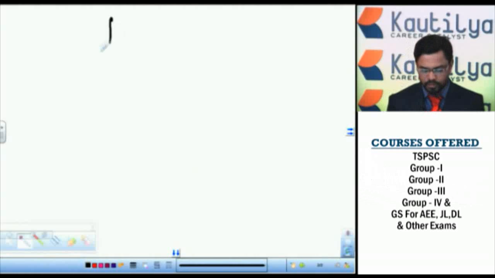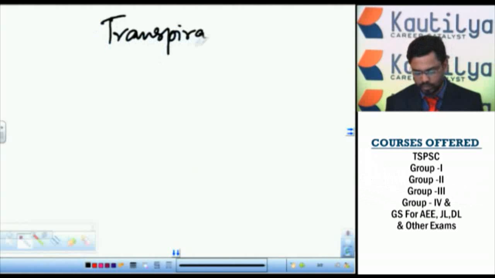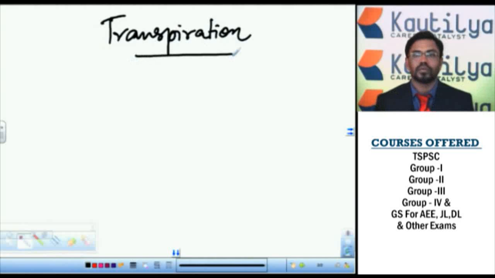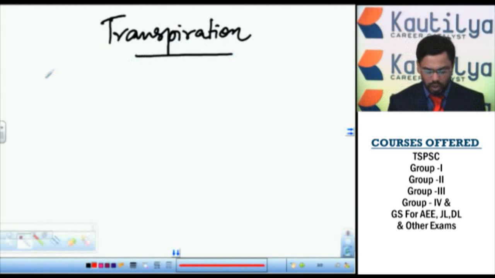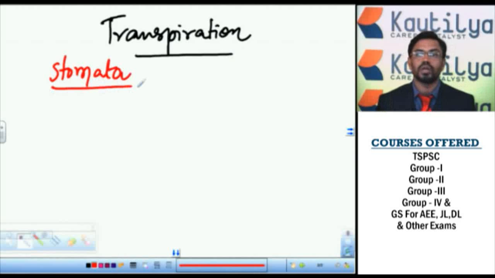Let us discuss transpiration. The loss of excess water from the plant body is called transpiration. Transpiration occurs through the stomata. These stomata are the adjustable pores present on the leaves.